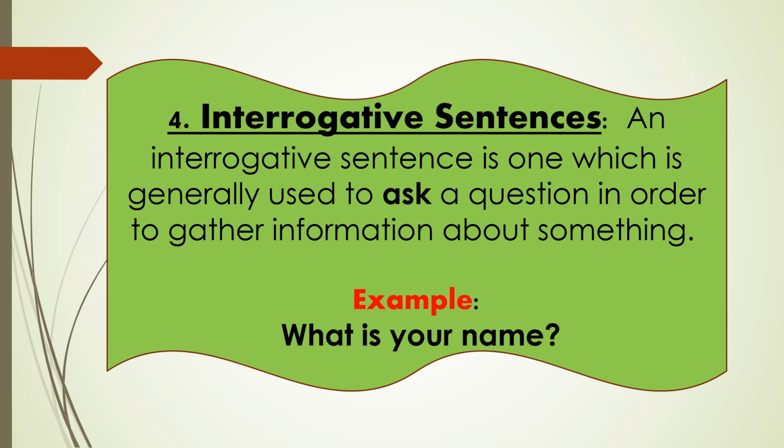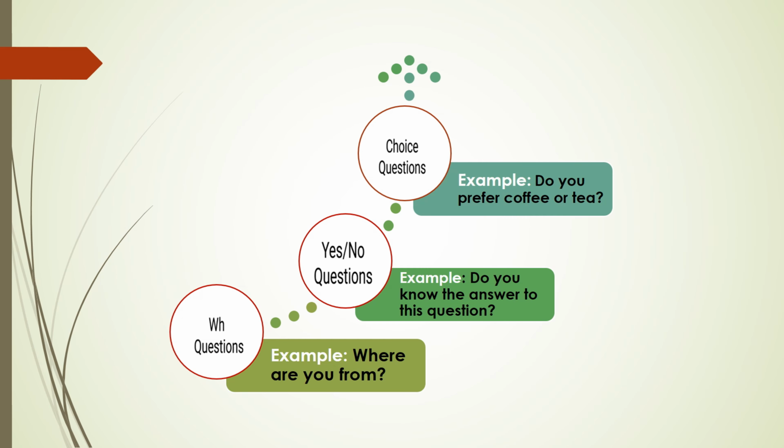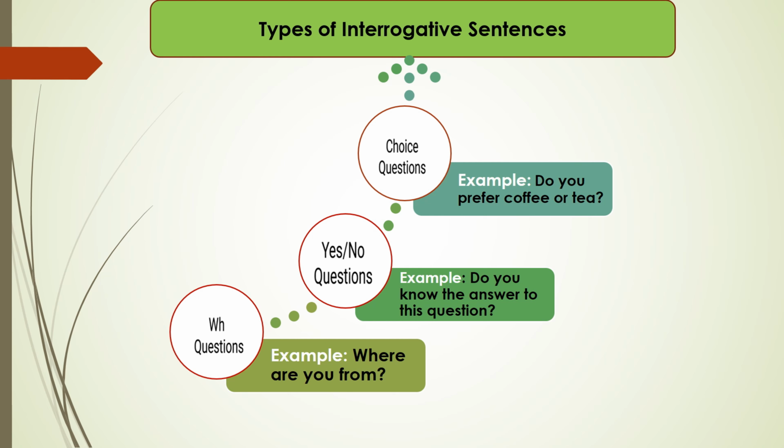What are you doing? What is this? Who is that man? Who is this? So those are interrogative sentences. In this kind of sentences, we have three types. The first type is choice questions. The second one, yes or no questions. The third one is WH questions.